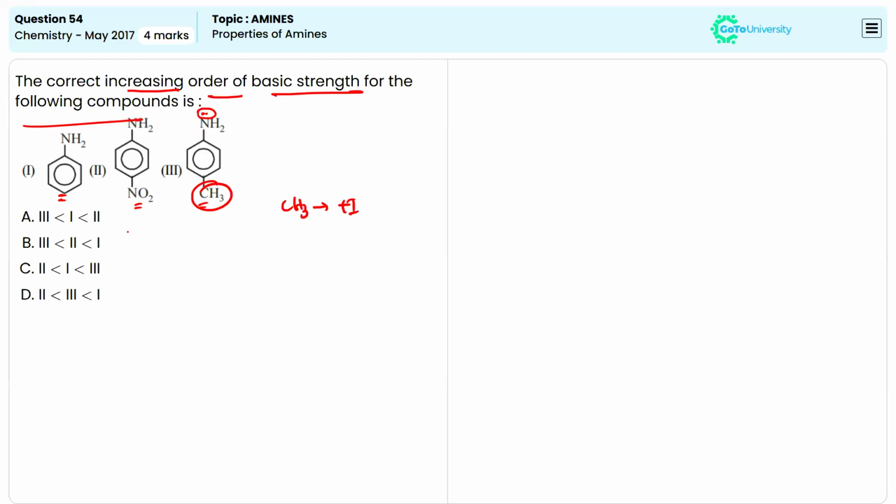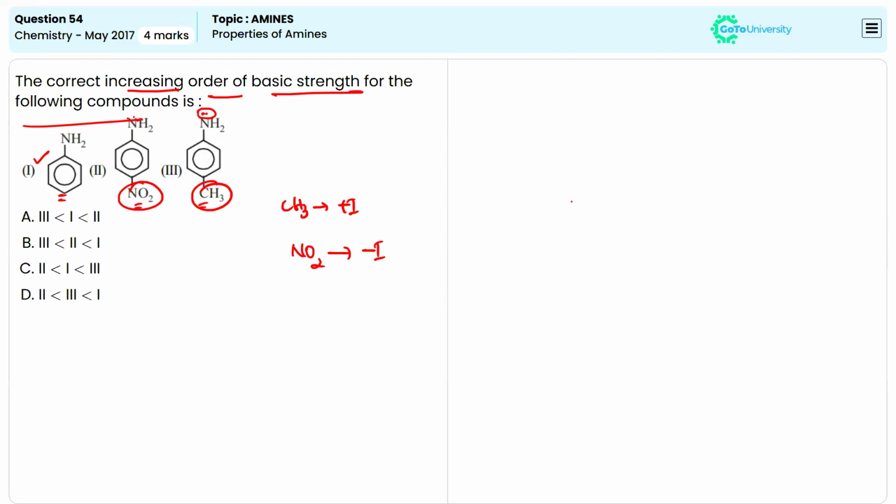While in case of the second one, we have NO2 group. What is NO2? The nitro group is a minus I group. What is a minus I group? They are electron withdrawing groups and they will decrease the electron density on nitrogen. So they are no longer available to donate. If you compare these two, the nitro group substituted aniline will be least basic in nature, while the methyl substituted aniline will be more basic in nature. So coming to simple aniline, this will be in between these two.